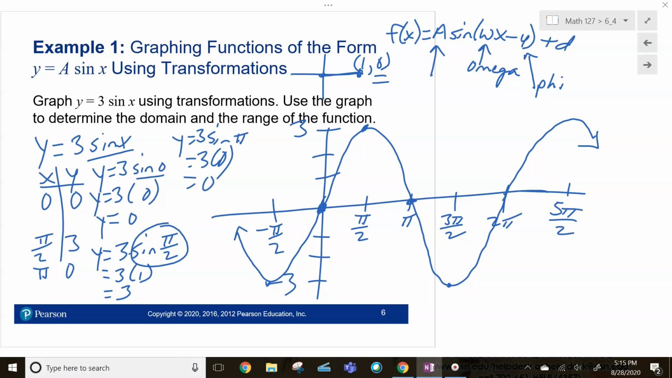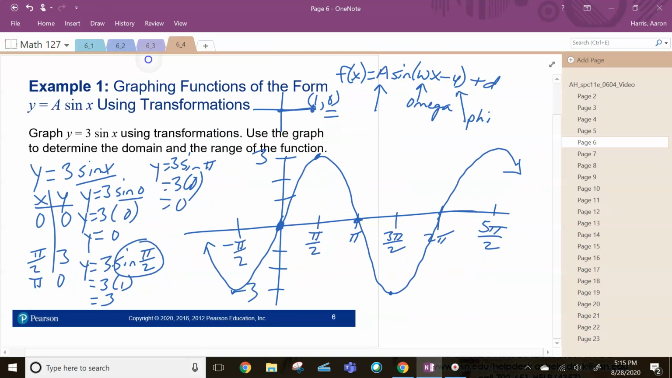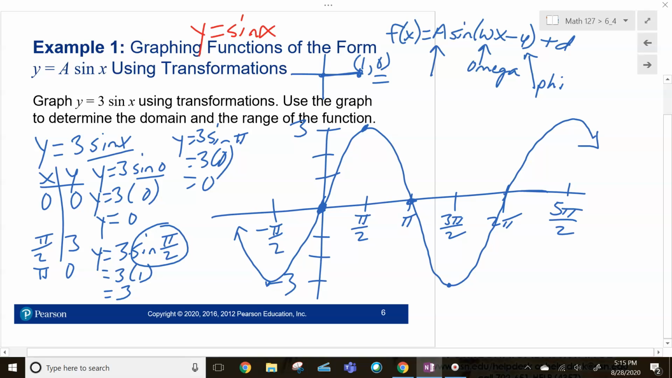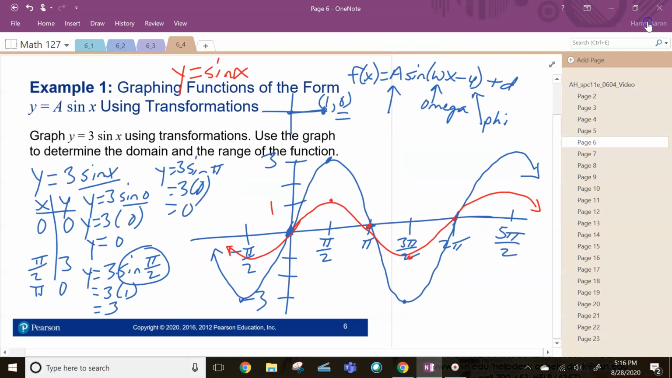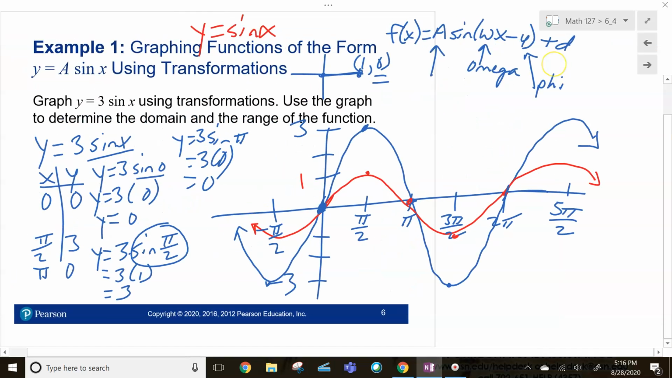Now, let me draw the original sine function in red. Here's just the sine function that we just drew. Sine of pi halves was 1. Sine pi is 0. Sine 3 pi halves, negative 1. Sine 2 pi is 0. And if I was drawing that, that's what it looked like, right? This was the original sine. So can you see how it vertically stretched that out by a factor of 3? That's what that 3 in front did.